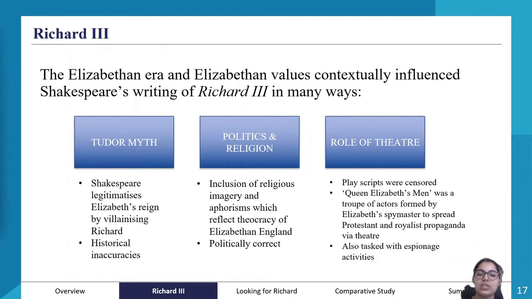And in terms of the Royal Theatre specifically, coming back to my point, Queen Elizabeth's Men was a troupe of actors formed by Elizabeth's spymaster to spread Protestant and royalist propaganda. So theatre wasn't just entertainment, right? They're not just entertaining anyone, they're actually trying to spread propaganda. That's what they're trying to do.